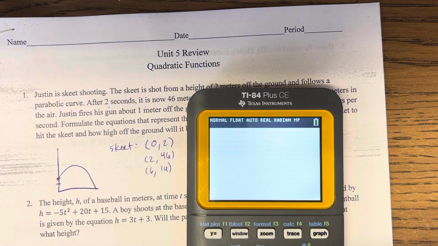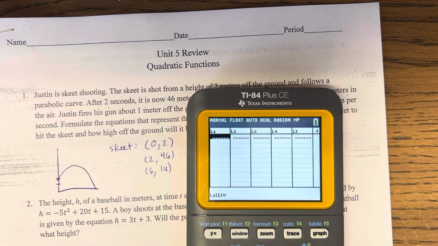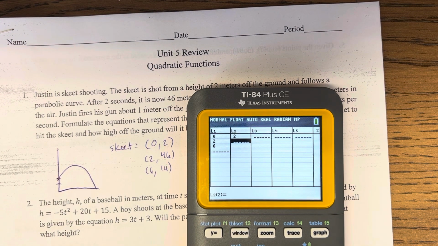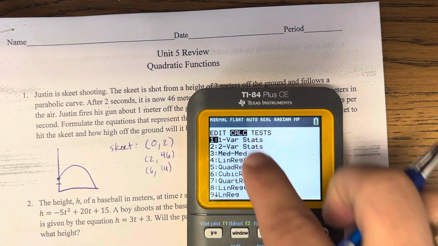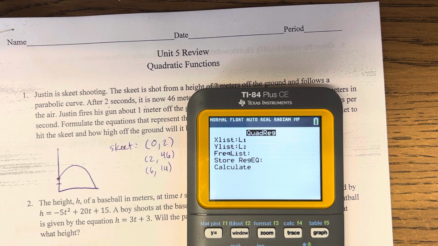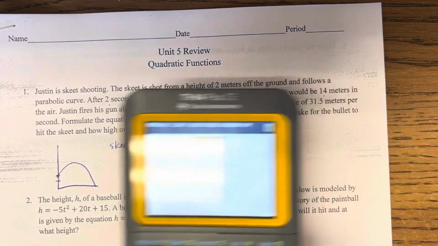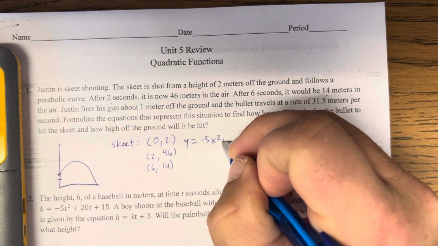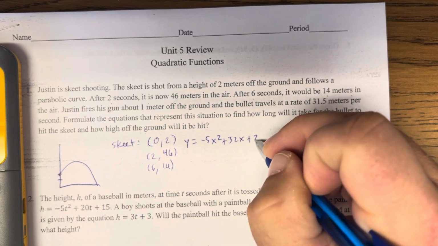So inside stat, we're going to go into edit, and we'll input all the x's, so 0, 2, and 6. And L2 will put all the y's, 2, 46, and 14. We'll go back to stat, go to calculate, go down to quadratic, and just press enter all the way through. So it gives us the A, the B, and the C. And so y equals negative 5x squared plus 32x plus 2.